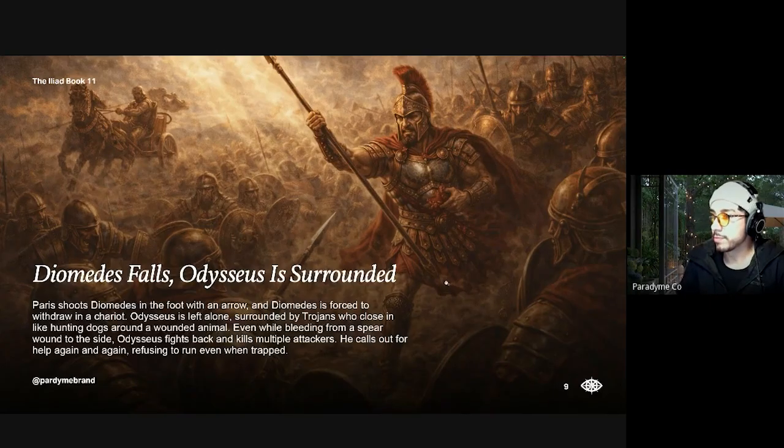Diomedes falls. Odysseus is surrounded. Paris shoots Diomedes in the foot with an arrow, and Diomedes is forced to withdraw in a chariot. Odysseus is left alone, surrounded by Trojans who close in like hunting dogs around a wounded animal. Even while bleeding from a spear wound to the side, Odysseus fights back and kills multiple attackers. He calls out for help again and again, refusing to run, even when trapped.